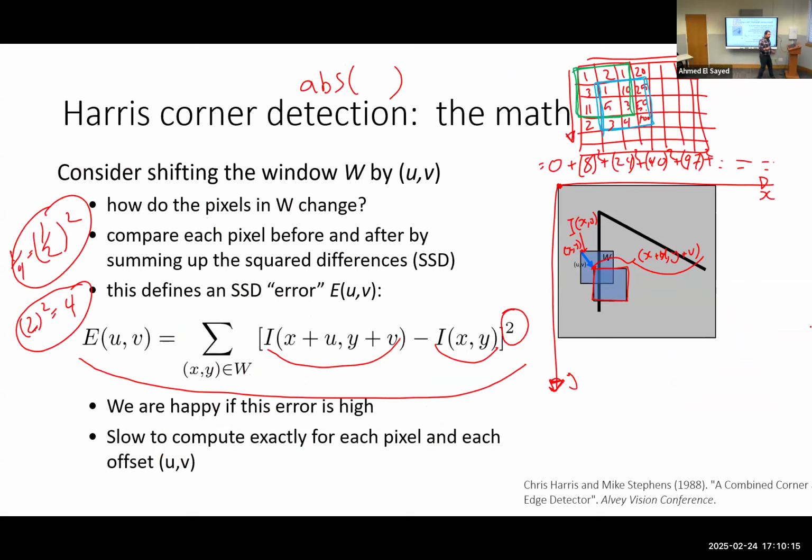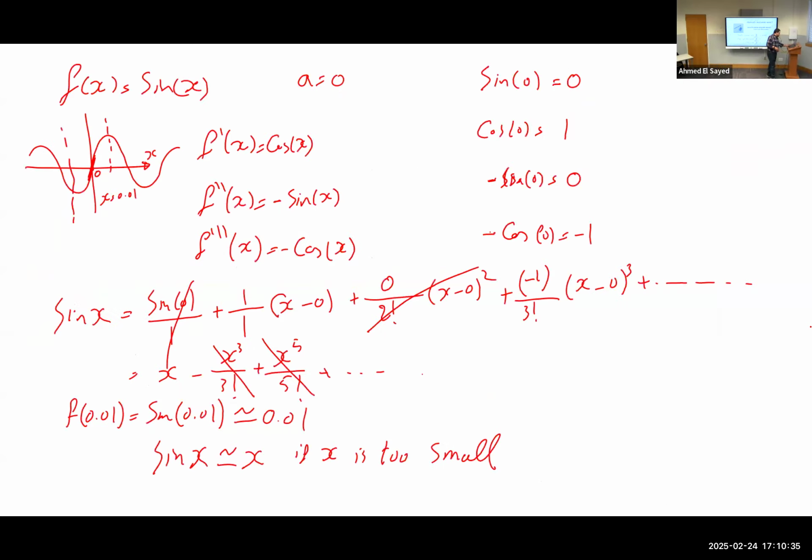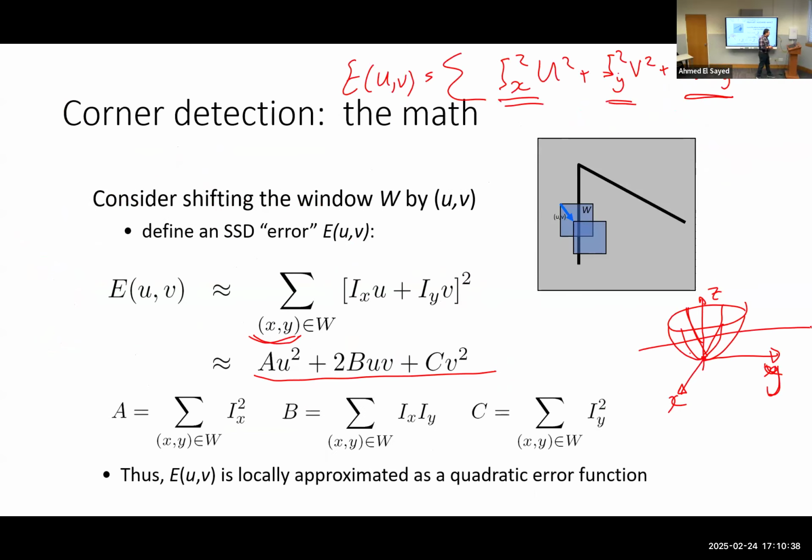Don't forget the main goal for our work. We are looking for the area that has maximum error. Because if I have maximum error, in this case, I have a corner. So I'm not minimizing here. I'm looking for the area with maximum error. Okay? So my goal is to find the area in this shifting that has the maximum error. Okay? So I'm not optimizing here.